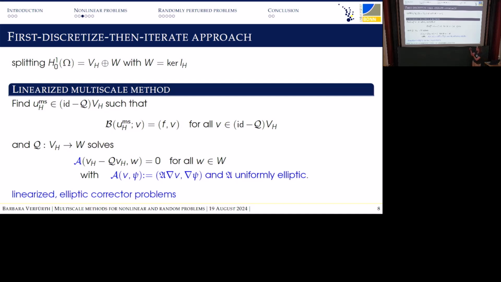So this means that in order to calculate Q, I have to solve linearized elliptic so-called corrector problems, and then I'm back in my Galerkin construction for the nonlinear problem. Okay, this is on the one hand nice, because the construction is now linearized, and I'm quite sure that this blue part is well posed if I choose bounded and linear and uniformly elliptic A.